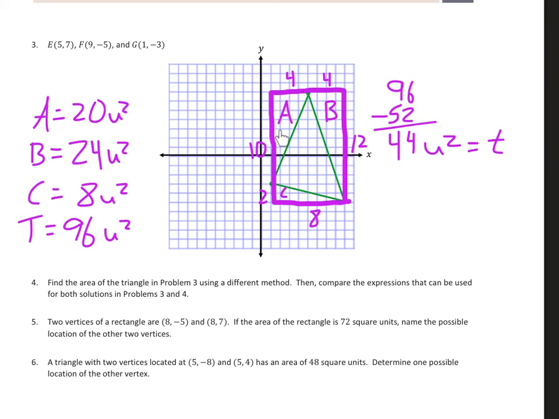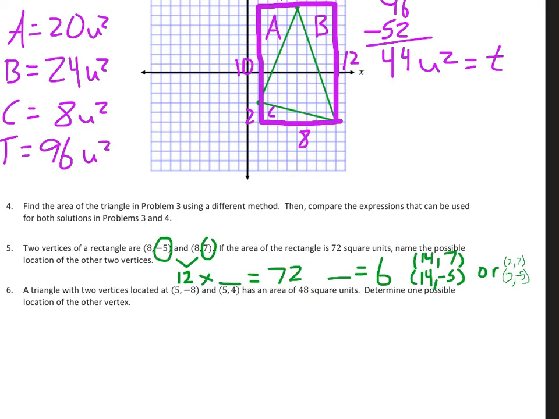So we boxed it by including all of the dots using vertical and horizontal lines, and that gave us 3 triangles, A, B, and C. A has an area of 20 units squared, B 24 units squared, and C 8 units squared. And our total for the entire rectangle was 96 units squared. So we take the 96 minus the 52, which is 20 plus 24 plus 8, and we get 44 units squared as our triangular, the green area.